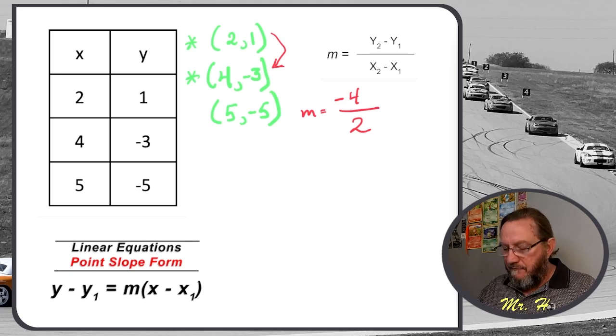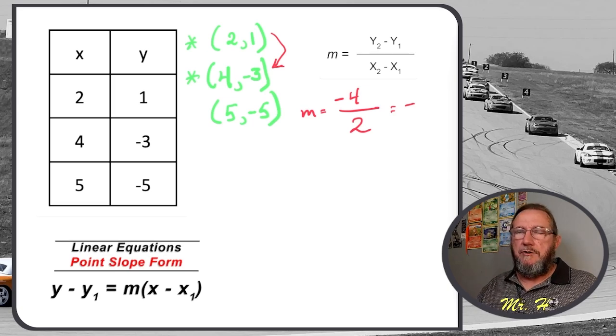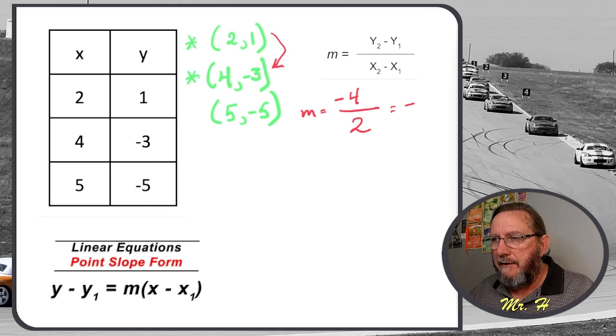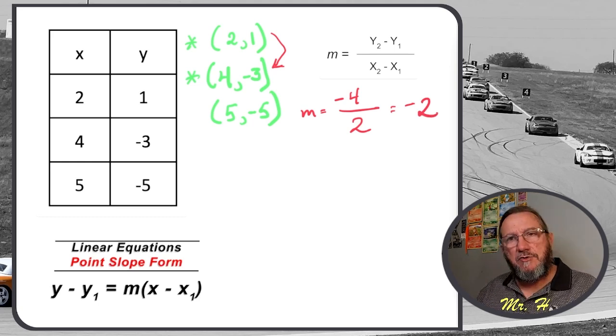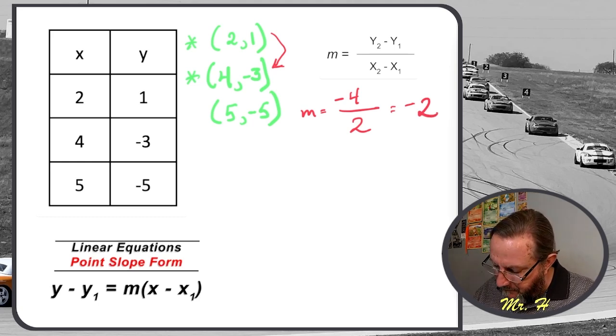A negative divided by a positive is going to be a negative answer. And 4 divided by 2, not only does it reduce, it actually divides out evenly. And consequently, we simply have a slope of negative 2. That's the conceptual way of doing it. Let's plug things into the formula.